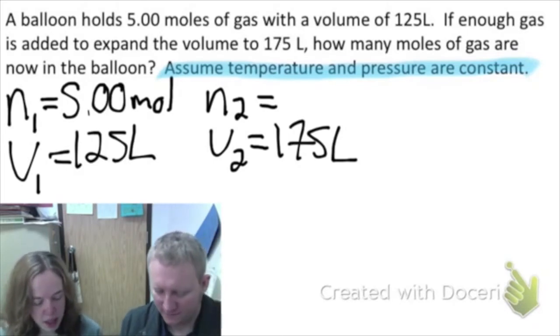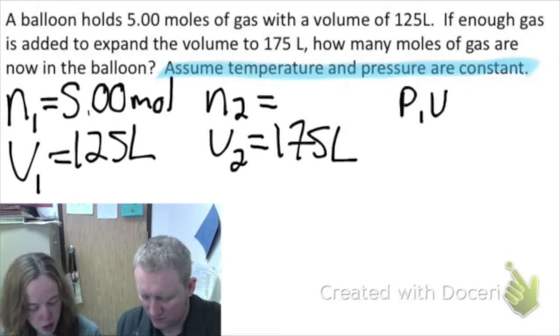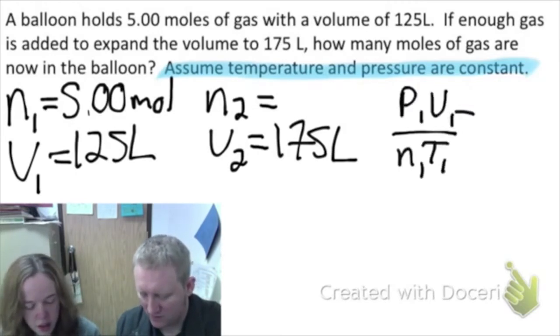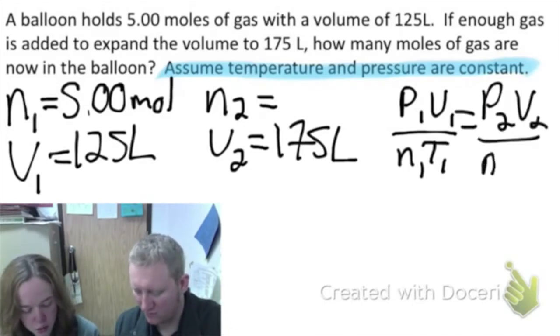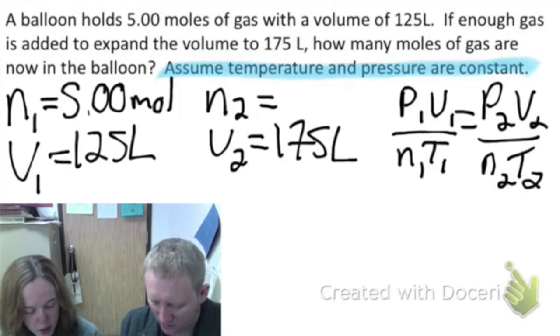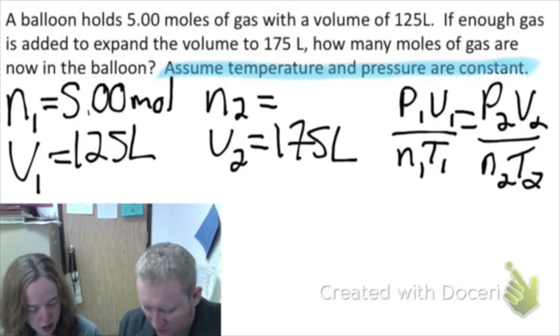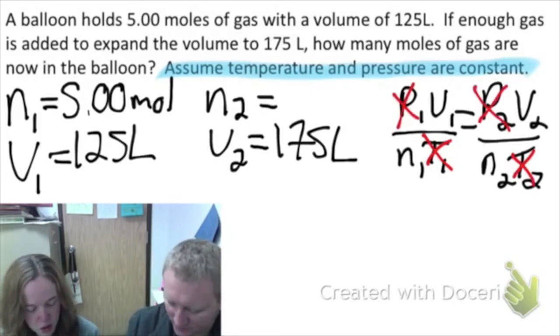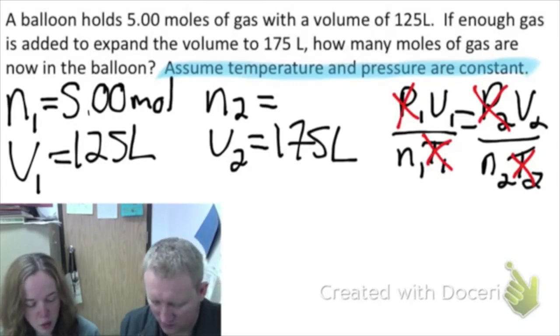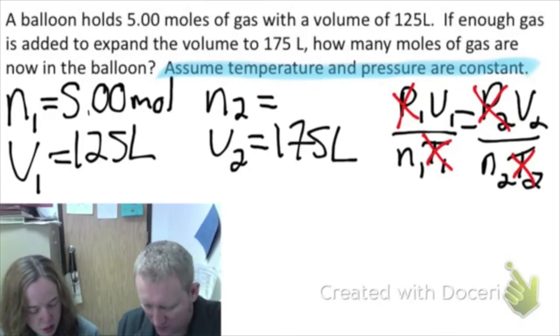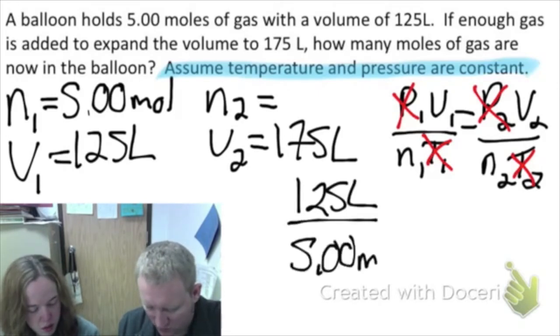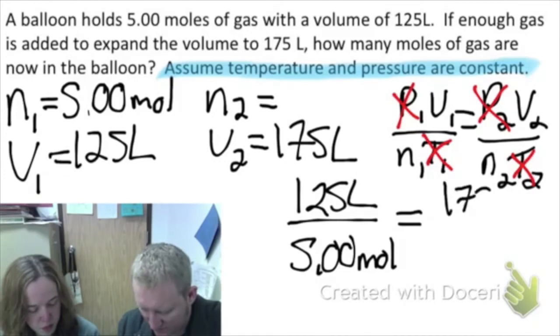So if we set up our equation, P1 V1 over N1 T1 equals P2 V2 over N2 T2, what can we cross out? We can cross out temperature and pressure, because they're both constants, so they're not going to affect it. So we have V over N equals V over N. Our V is 125 over our N, which is 5 moles, equals the new volume, which is 175, and we want to know how many moles that would be.